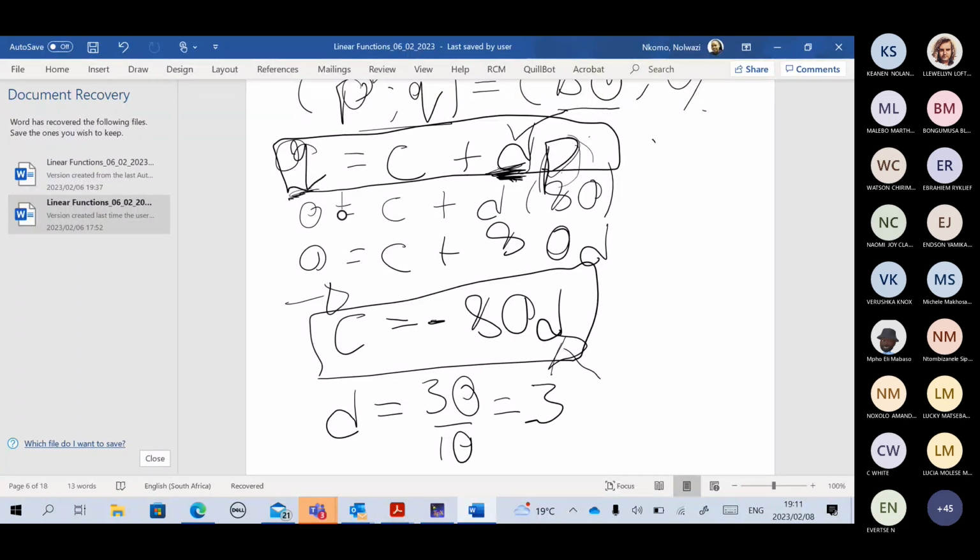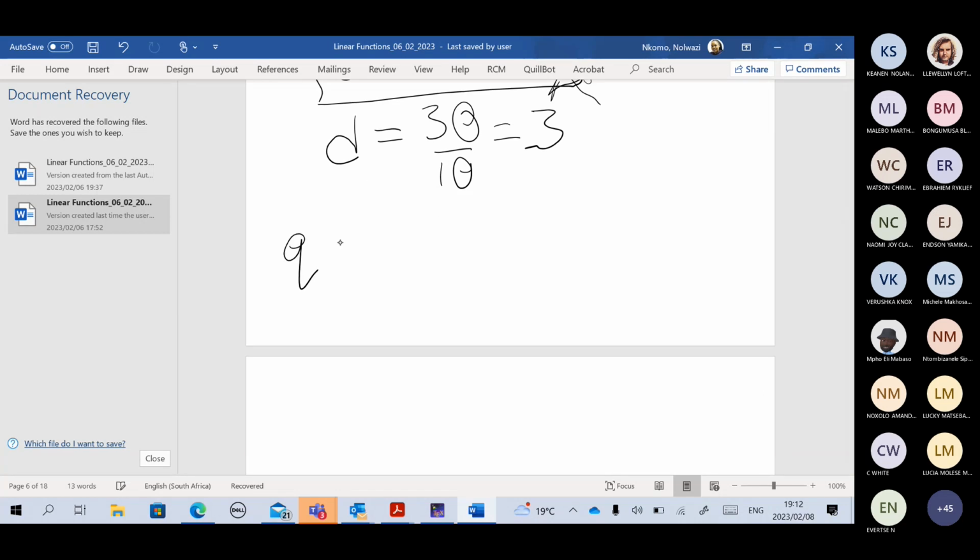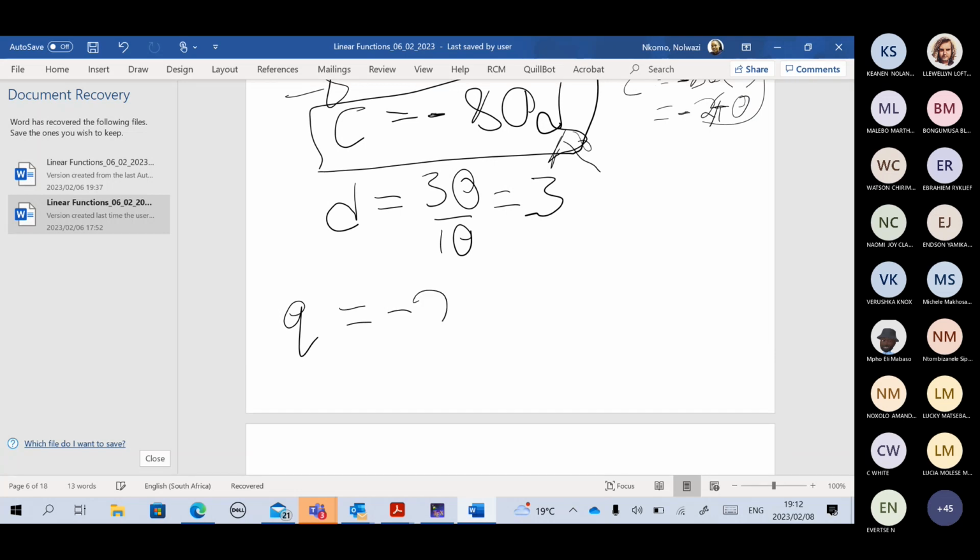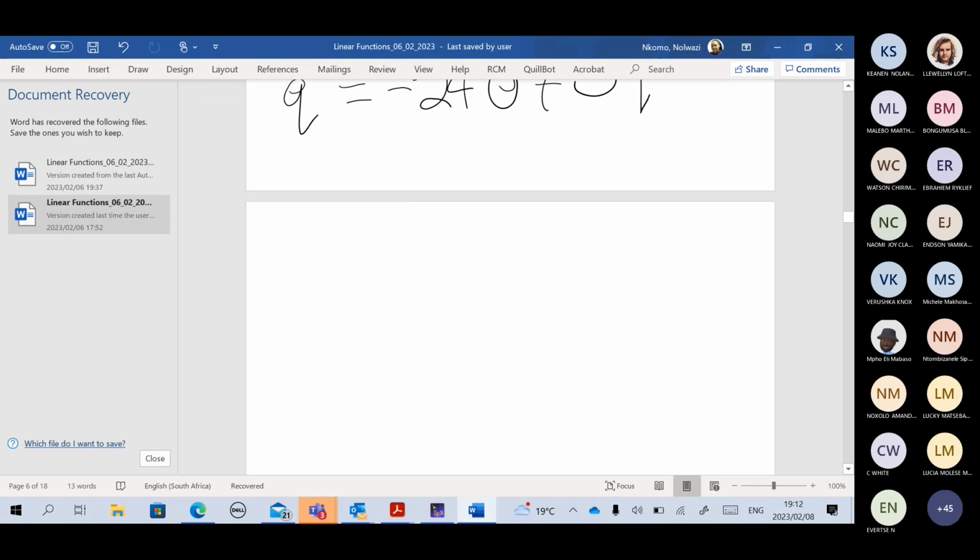And if we substitute D here, we'll have C is equal to minus 80 times 3, which is minus 240. Right, going back to our equation, we now have our constants C and D. Okay, so our equation is Q is equal to minus 240 plus 3P. Right? Okay.